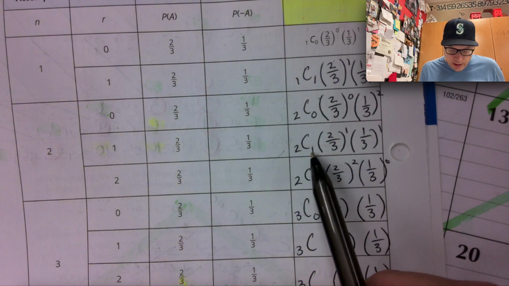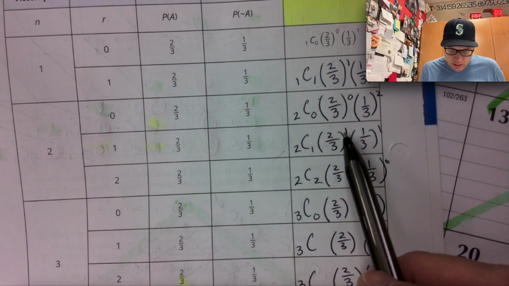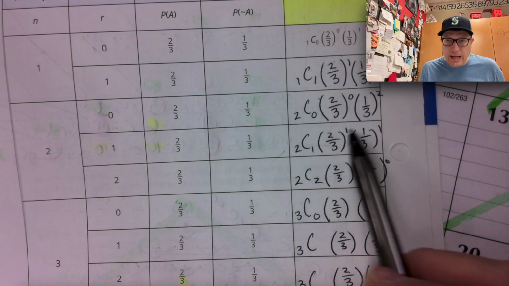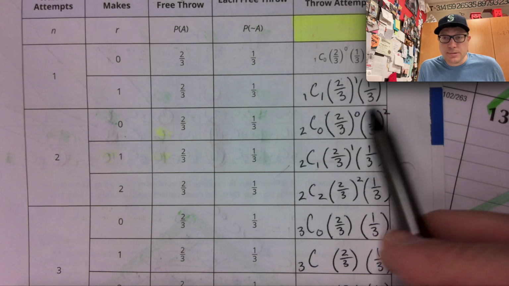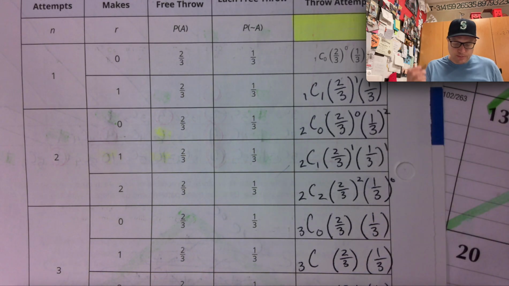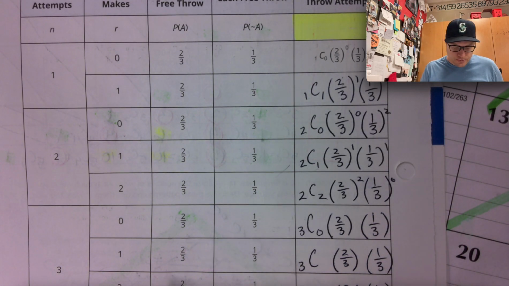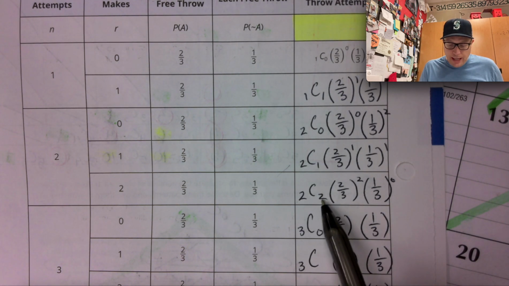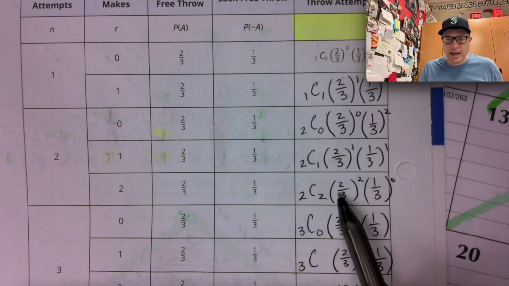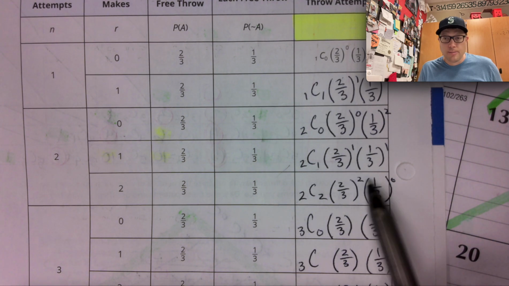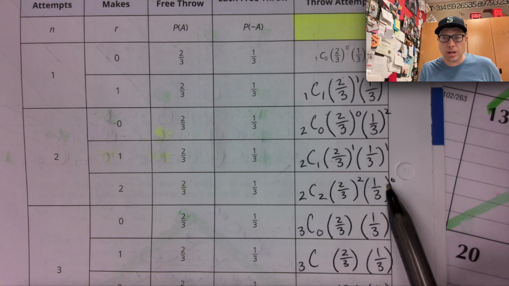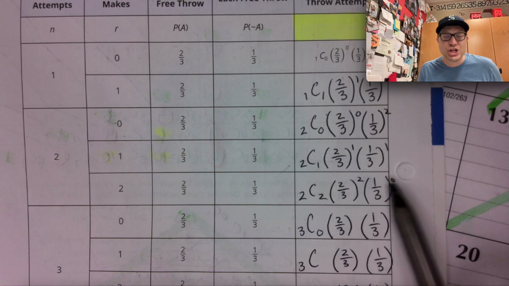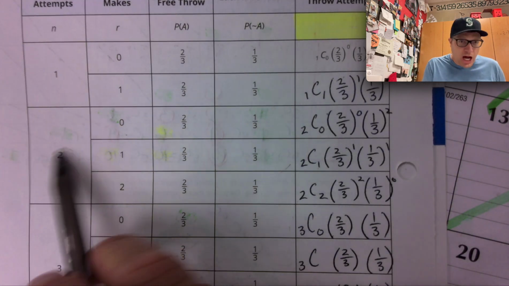So 2 choose 1, make to the 1 power, miss to the 1 power. Both of these add up to 2. He shot 2 free throws. So pay attention to your exponents. Shooting 2, making 2, the probability of a make happened twice. The probability of a miss never happened, so that's a 0. And 2 plus 0, exponent addition, is 2 because he shot 2 free throws.